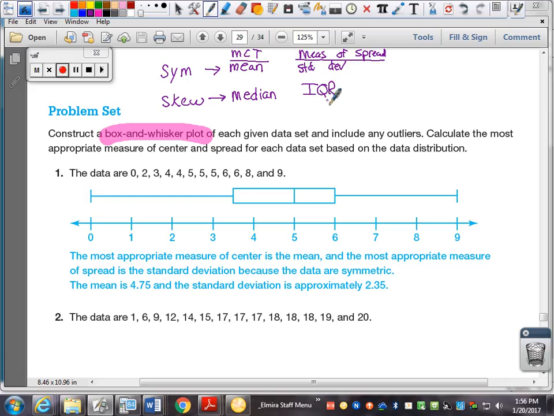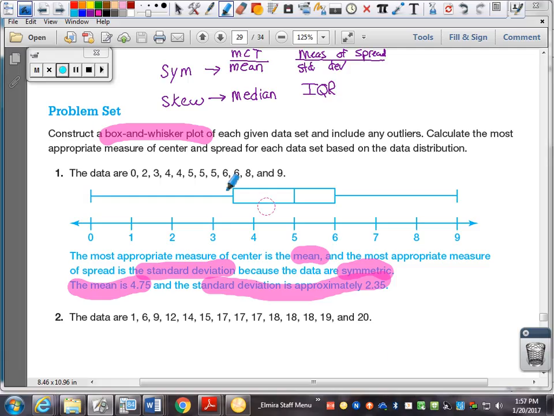So for example, this data right here, and again, it's not perfectly symmetric, but it's not ridiculously lopsided. So we're going to say that this data is symmetric. So they talked about the mean and the standard deviation, because that goes together. These three things go together. And then they say that the mean is 4.75 and the standard deviation is 2.35. That's how you're going to approach problems 1 through 6.